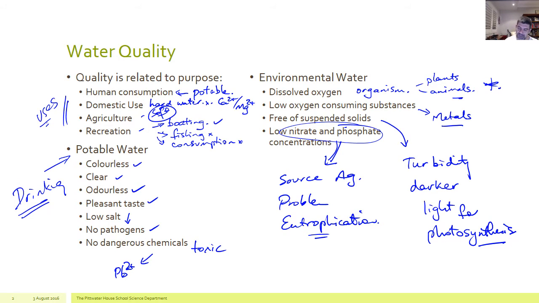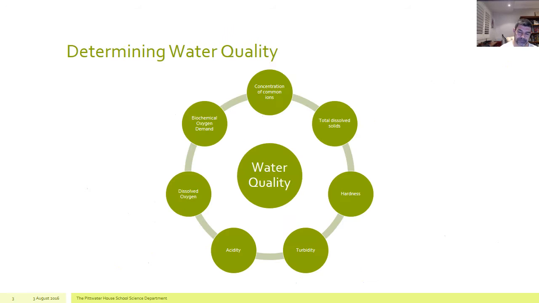The problem is the plants can actually choke the waterways, and often we get things like algal blooms, and these are a consequence of these nice nutrient-rich waters, and as a consequence they are not particularly good for some of these other things that we've talked about earlier on.